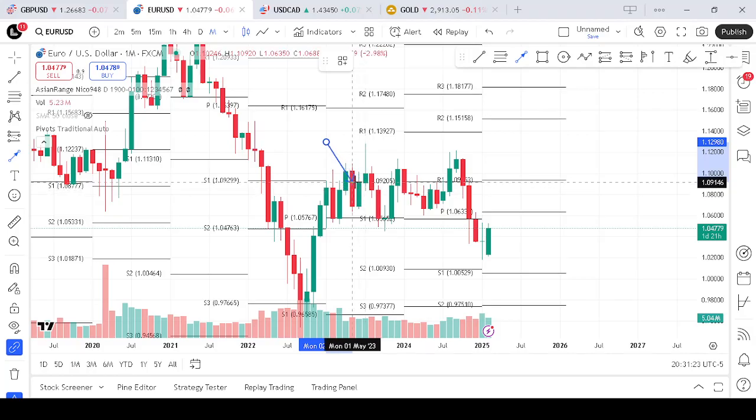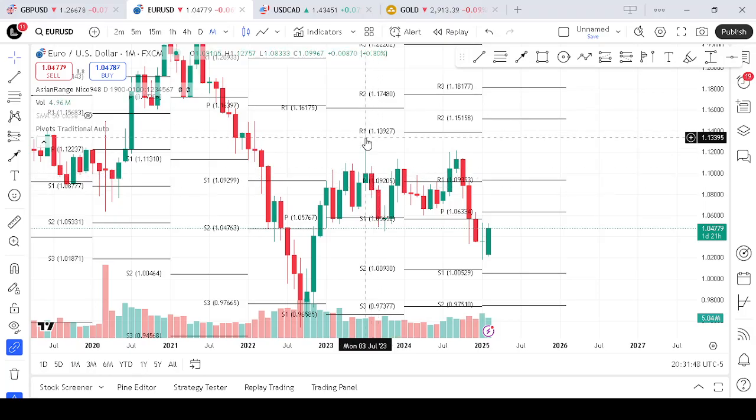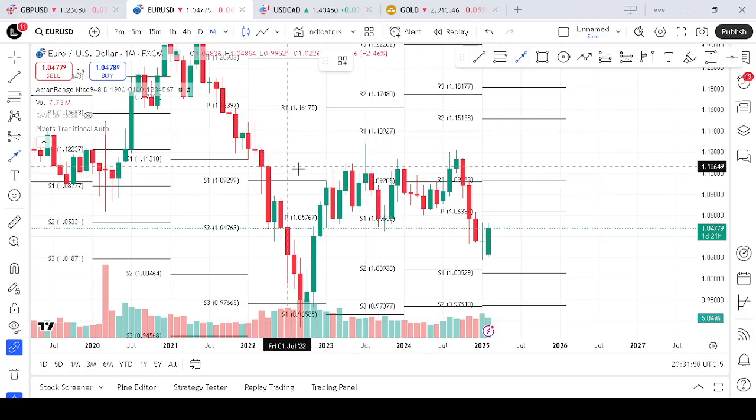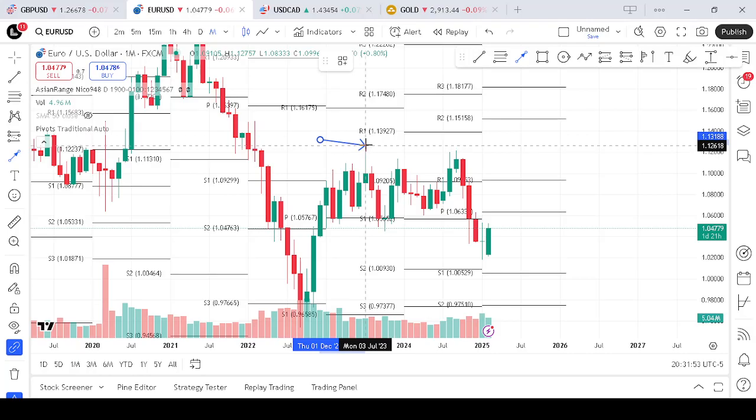The support 1 or the S1 is calculated by 2 times the pivot point minus the high of the previous month's candle. Now the resistance 2 or the R2 is calculated by the pivot point plus, open bracket, the subtraction of the highest point of the previous month candle minus the lowest point of the previous month candle.